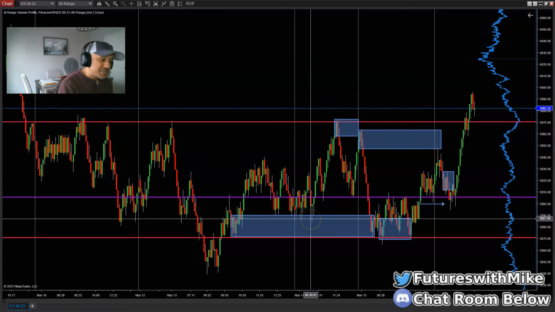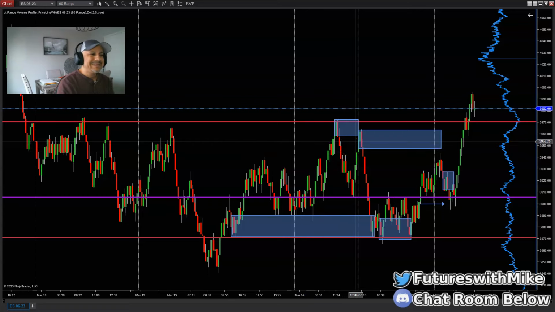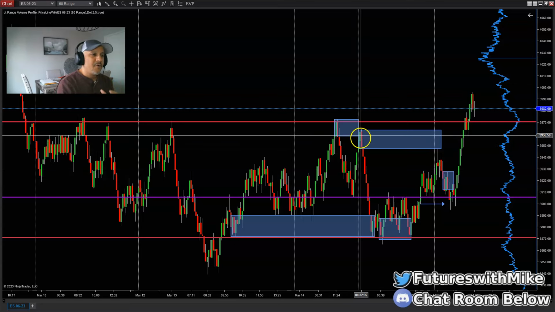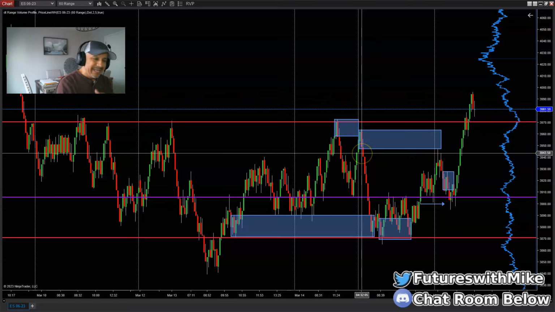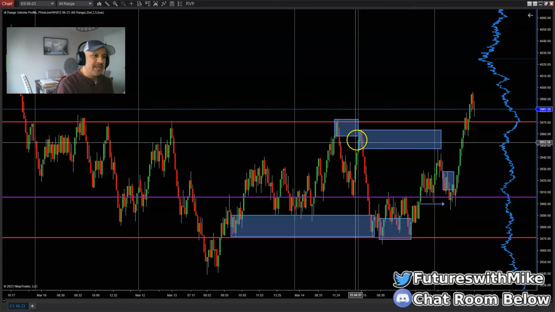Took out this area of structure. When price takes out a quality area of structure or major area of structure, meaning major low right here, what do you think that means? That means that there had to be a significant amount of force to do so, which means that there was a supply zone that set itself up in this area. There is a supply zone.